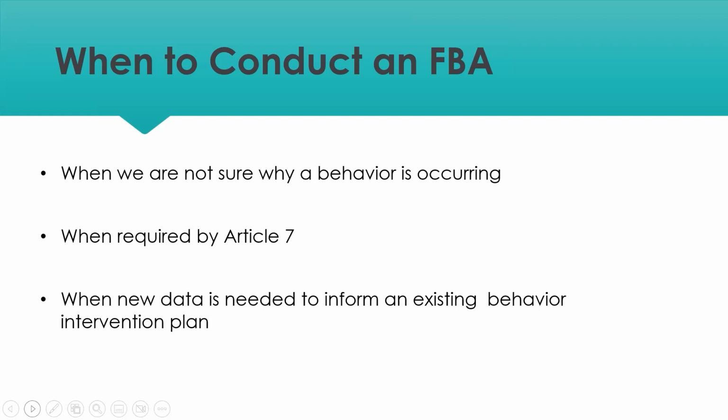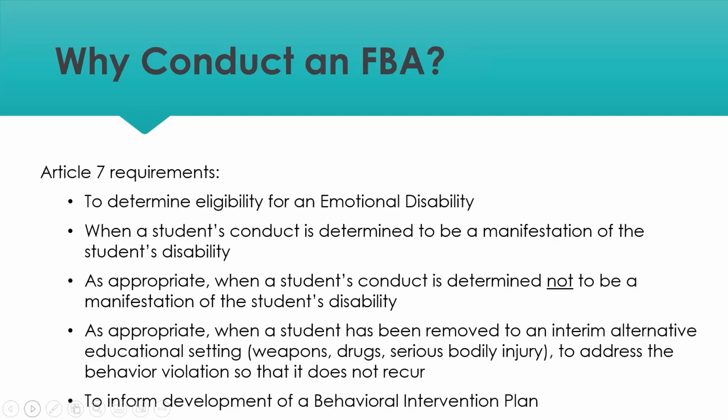But you have to get an FBA in order to get a BIP, right? Yeah. But if you already have it, but you think you want more information, that's where a parent can tell you no. You have to do it with what you've got. Does that make sense? Yes.